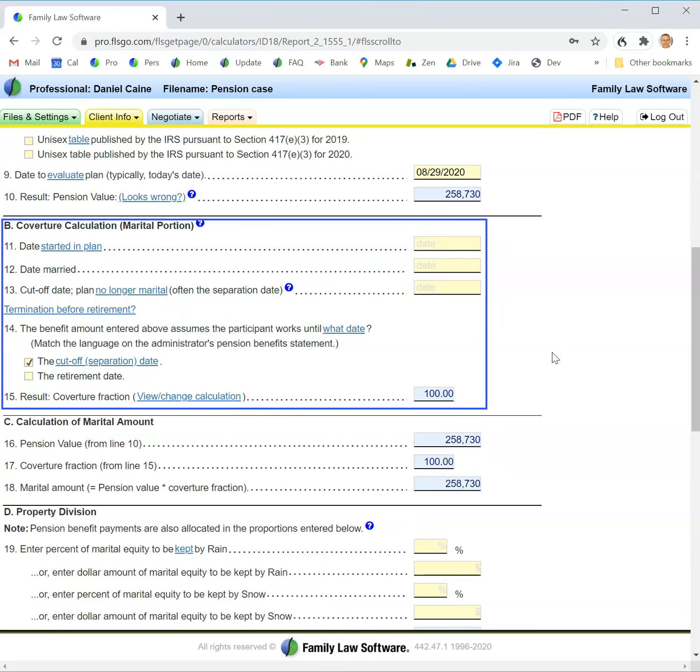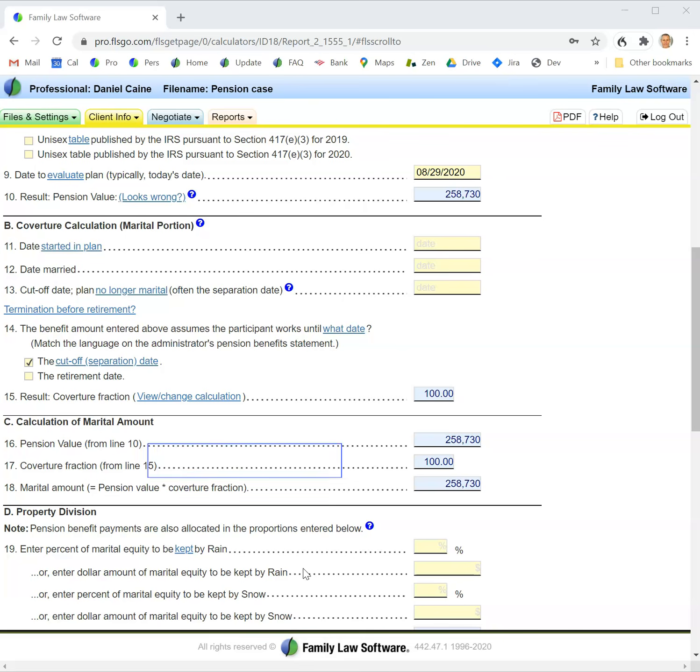The next section, Section B, calculates each party's share of the pension. That's known as the coverture fraction or the marital portion. Essentially, that is the portion of the value to which each party is entitled under law. And essentially, this is the fraction of the pension that was earned during the marriage. The next section, Section C, is the calculation of the marital amount, which is simply the coverture fraction or marital portion multiplied by the total value.